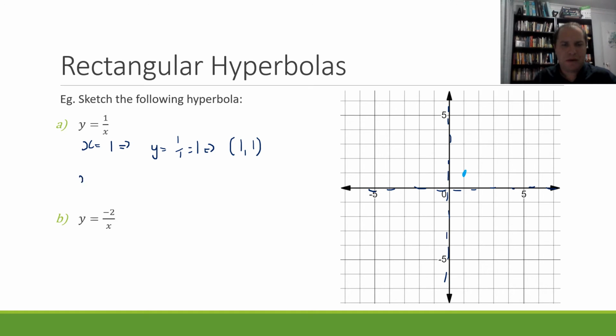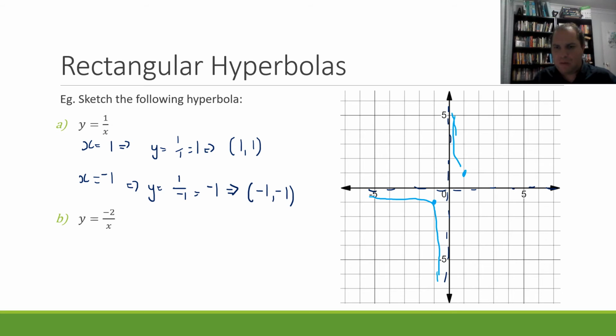For the second point of my hyperbola, we'll substitute in x equals -1. So y equals 1 over -1, which equals -1. So the second point there is (-1, -1), which is here. And then we can draw the hyperbola by saying it's going in between our asymptotes and through the points (1, 1) and (-1, -1).